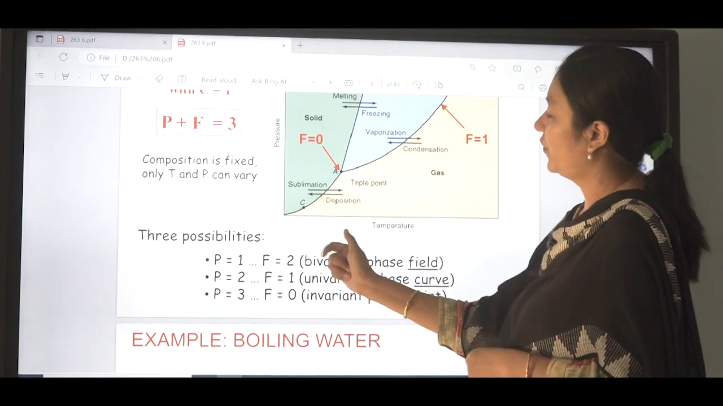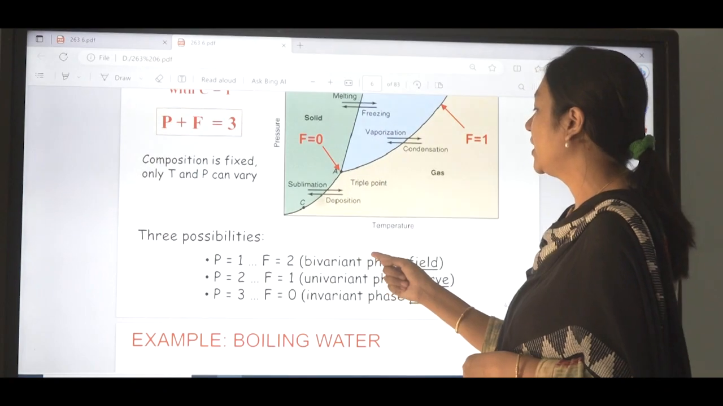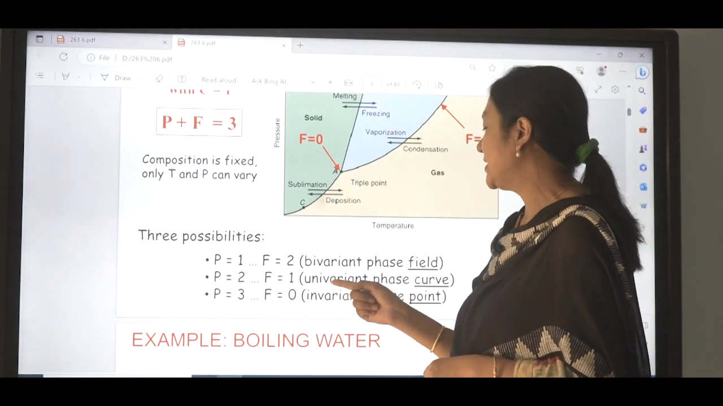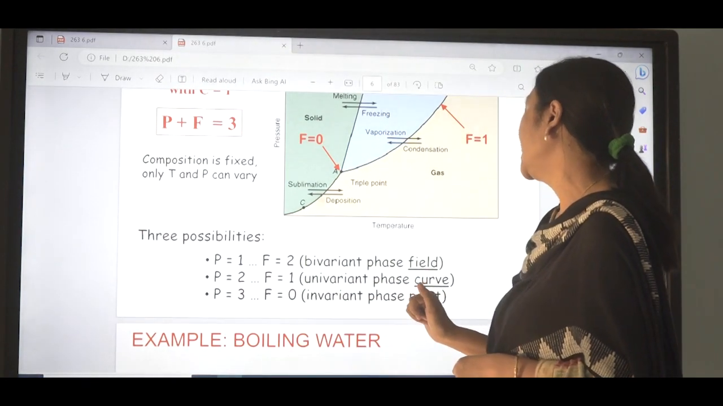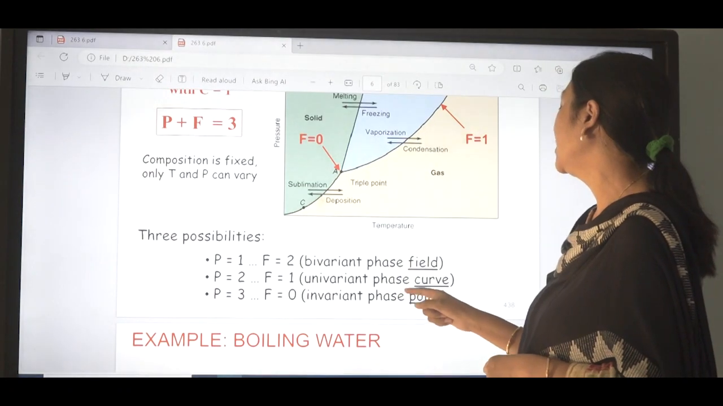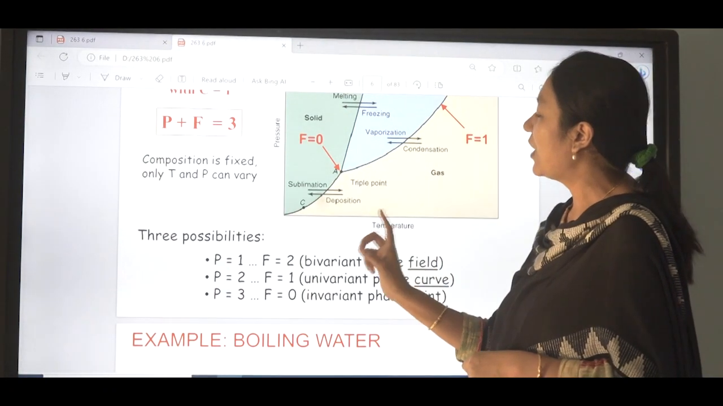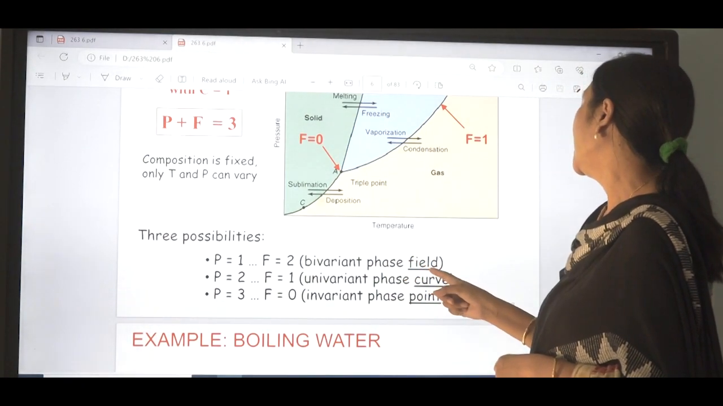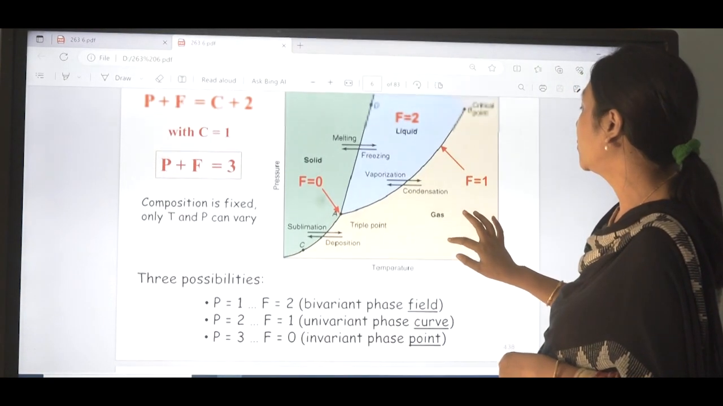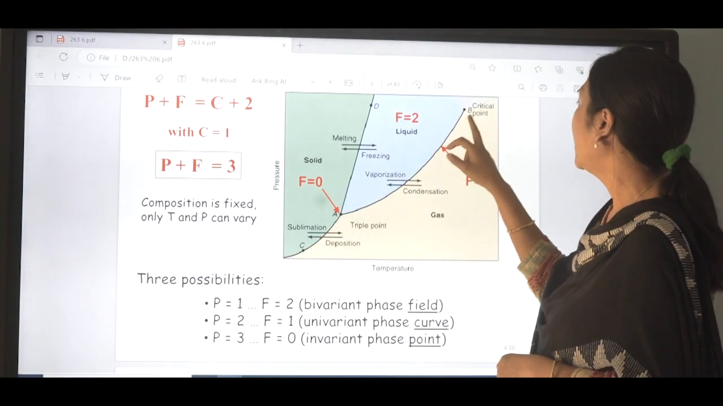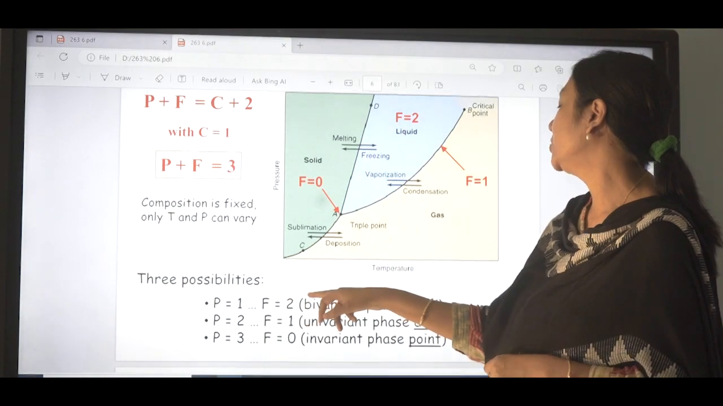When the degrees of freedom become 2, we will say it is a bivariant phase. When the degree of freedom is 1, we will say it is a univariant phase. And when the degree of freedom is 0, we will say it is the invariant phase. So when F is equal to 2, bivariant phase, then it is a field. That means in the whole area CAB, the degree of freedom is 2.